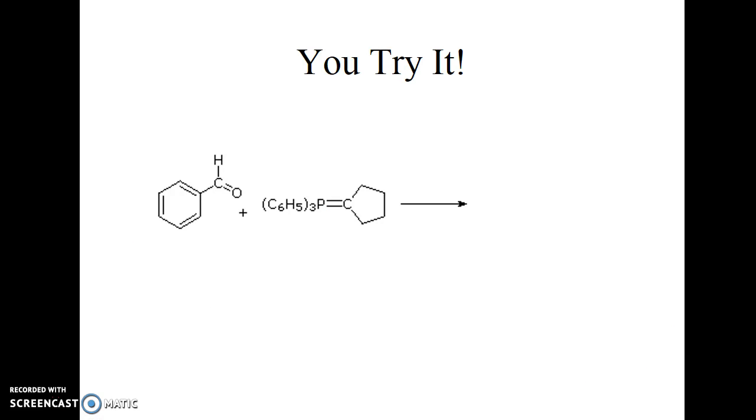So you go ahead and determine what is the outcome of this reaction. Well, cut off the carbonyl, cut off the phosphines, and there we go. That's our alkene that's made.